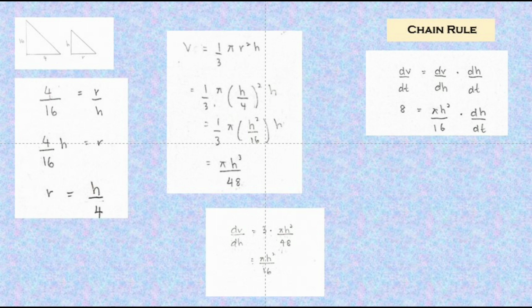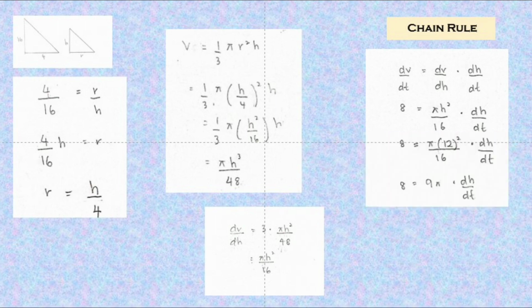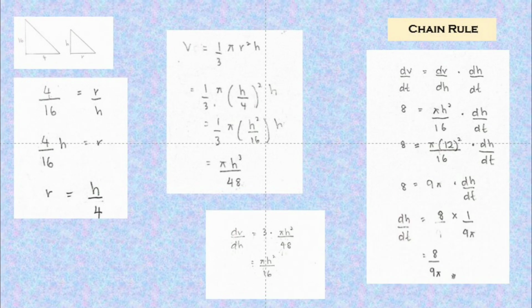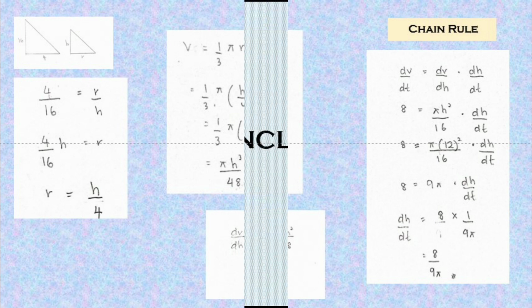Then, in the h of dV/dh, we need to substitute 12. And the last answer we will get is 8 over 9 pi. The conclusion is the water will rise at 8 over 9 pi centimeters per second when the water is 12 centimeters high.